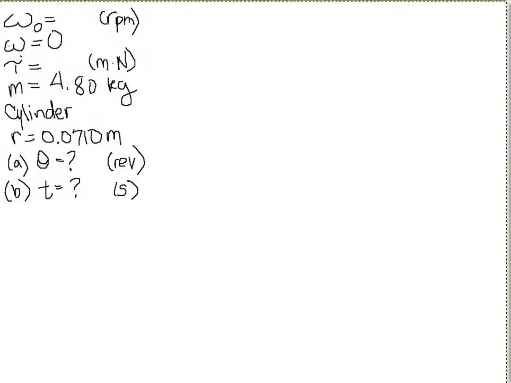The problem gives you this information that I've listed here in this order. The first number they give you is omega naught, and it's in RPMs. Now, RPMs is not a good unit. You need to switch that to radians per second. Hold on. Radians per second.